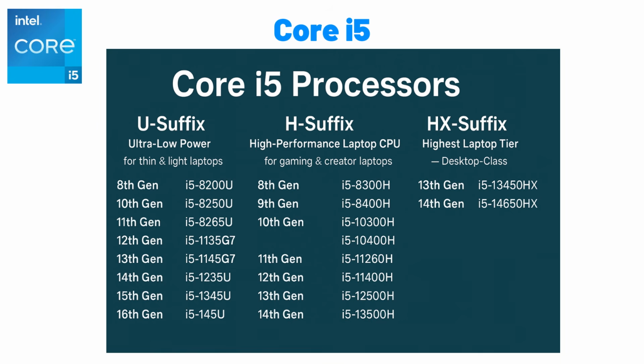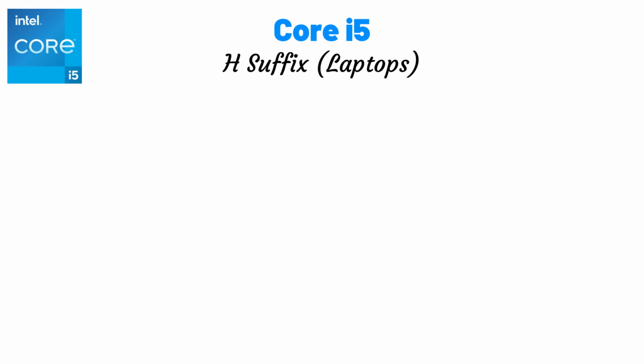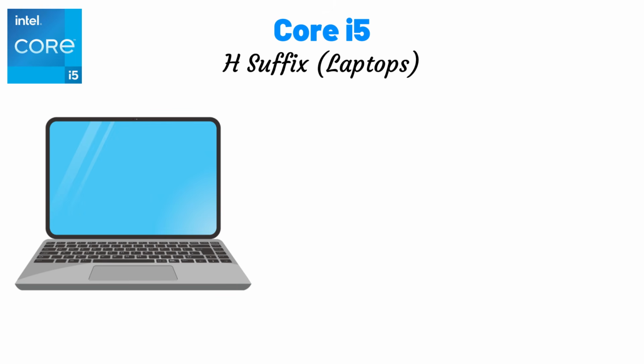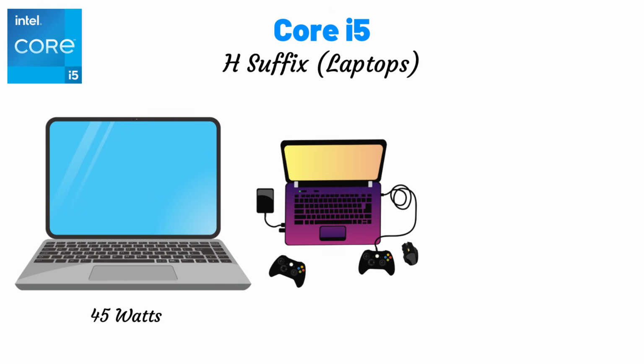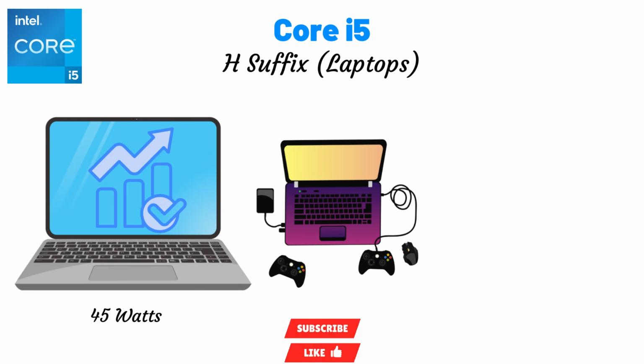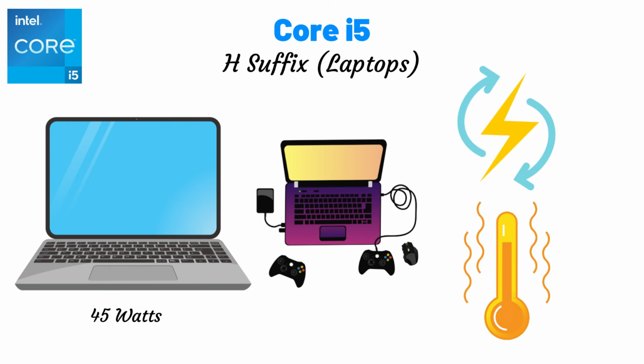In terms of suffixes, i5 processors in laptops still come with the U suffix for basic use, but now they also feature the H and HX suffixes. H suffix, laptops. This H suffix, often around 45 watts, indicates the processor is aimed at gaming laptops because it offers higher performance, but it will consume more energy and generate more heat.